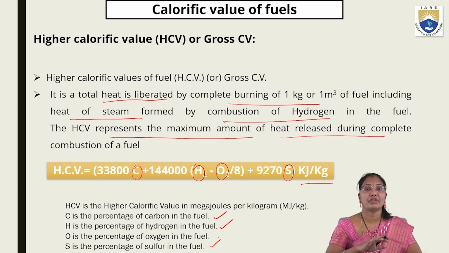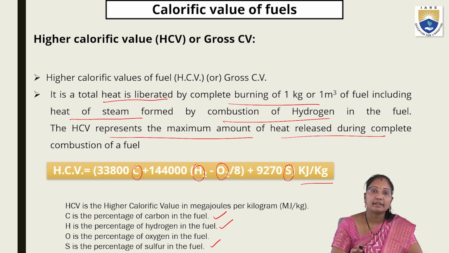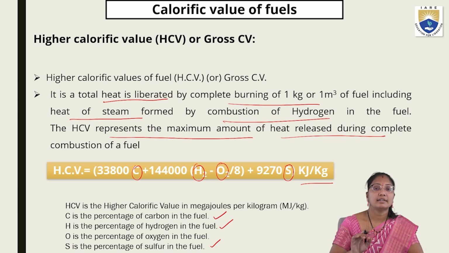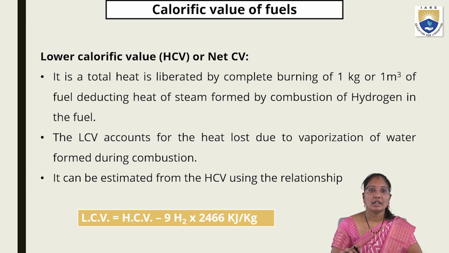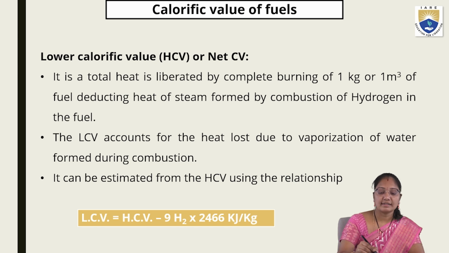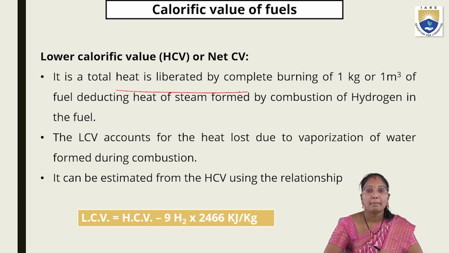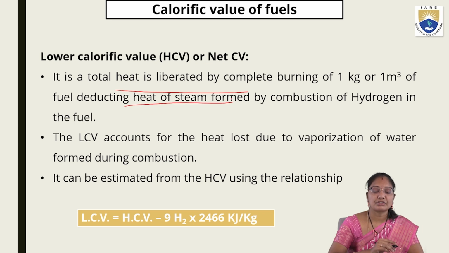So the HCV of a specific fuel can be calculated according to the composition, meaning the hydrogen, oxygen, sulfur and carbon present in the fuel. By taking this into consideration, we can calculate the HCV, the higher calorific value of a fuel. Coming to the lower calorific value, which is also called the net calorific value, it is the total heat liberated by completely burning 1 kg of fuel, deducting the heat of steam formed.